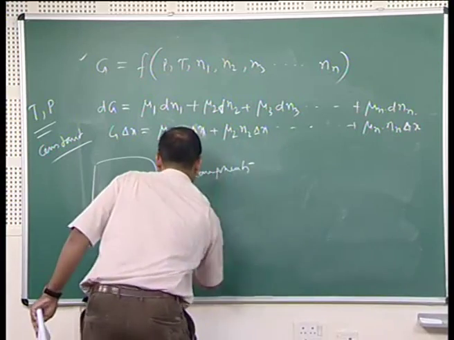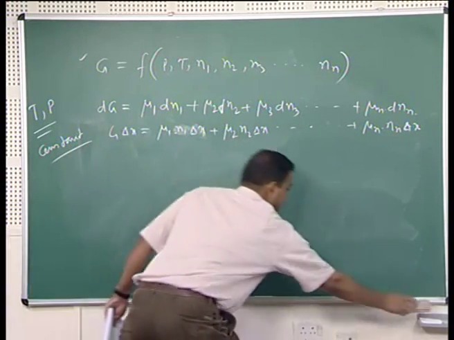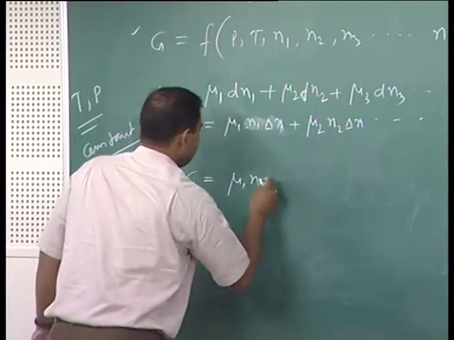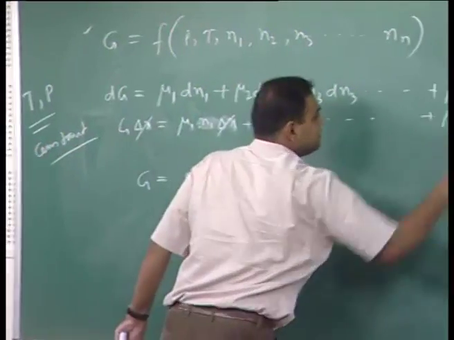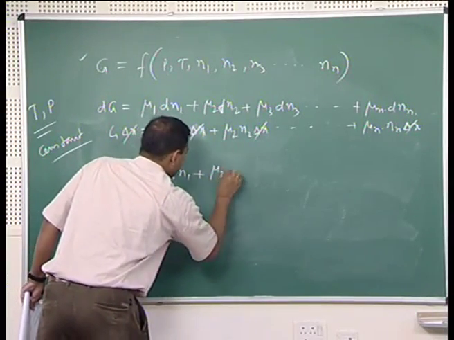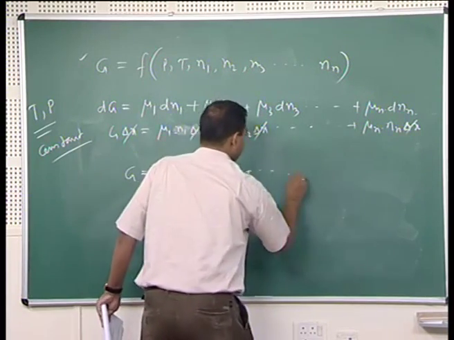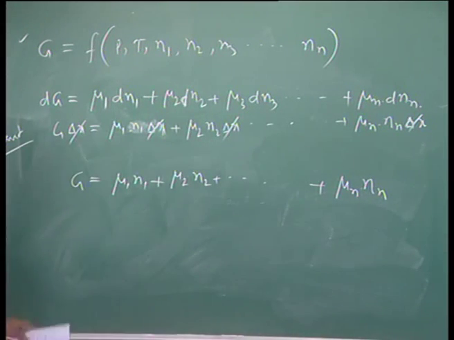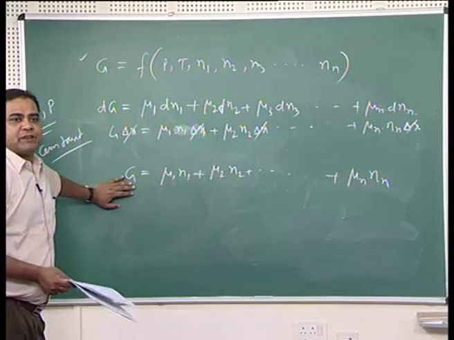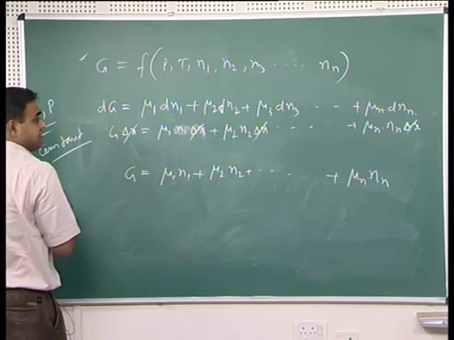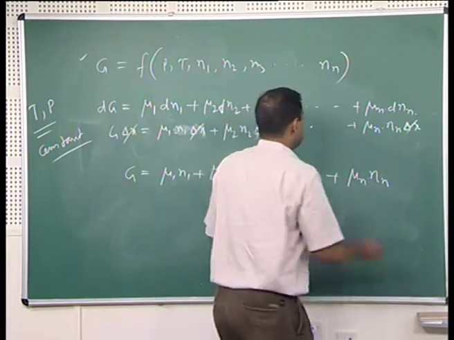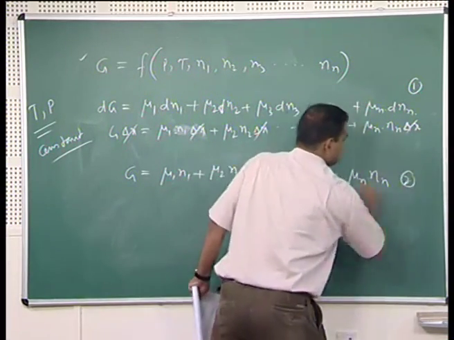So, what would be my final expression? Final expression would be G is equal to mu1 N1, because these terms are getting cancelled. So, mu1 N1 plus mu2 N2, like that it would move. Finally, you will get mu n Nn. Now, this is one of the expressions for the Gibbs-Duhem relations. There are three Gibbs-Duhem relations. The first one is nothing but the first relation for Gibbs-Duhem. There are three. This is the first Gibbs-Duhem relation. This is the second Gibbs-Duhem relation.